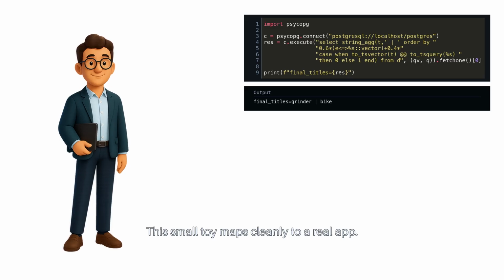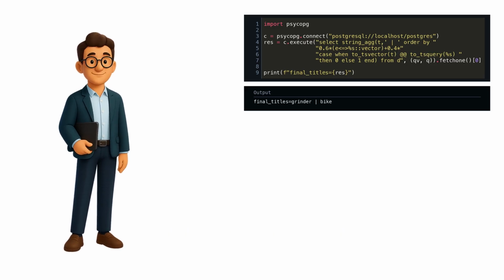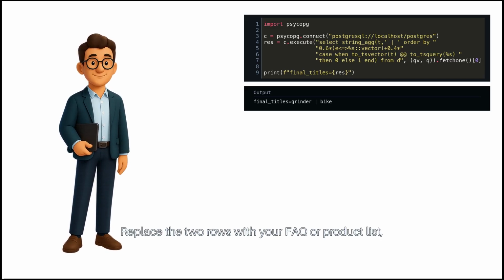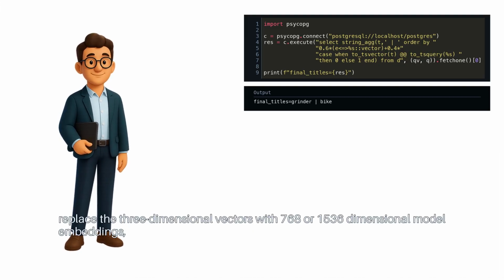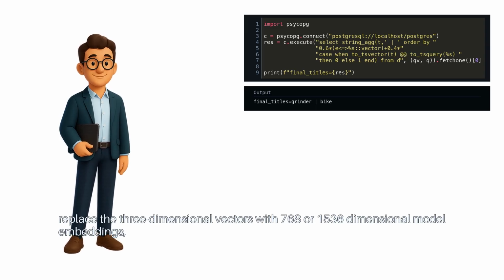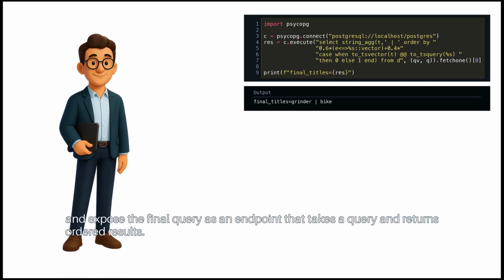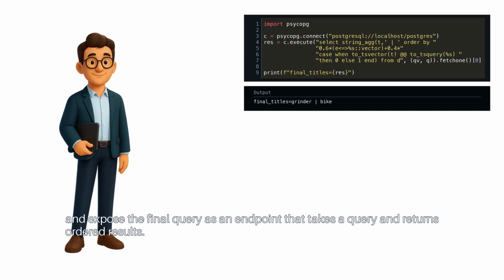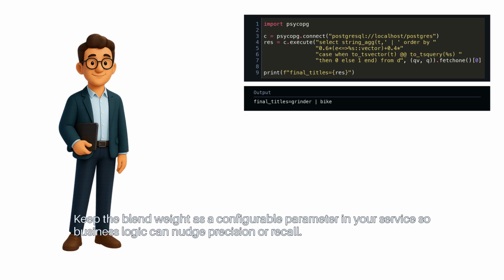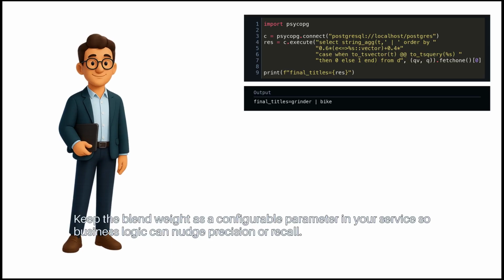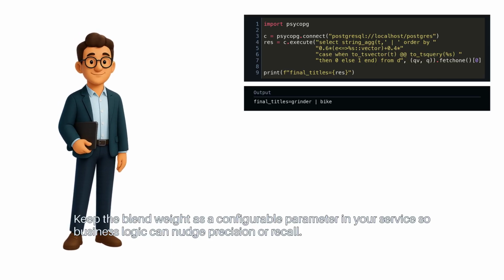This small toy maps cleanly to a real app. Replace the 2 rows with your FAQ or product list. Replace the 3-dimensional vectors with 768 or 1536 dimensional model embeddings, and expose the final query as an endpoint that takes a query and returns ordered results. Keep the blend weight as a configurable parameter in your service so business logic can nudge precision or recall.